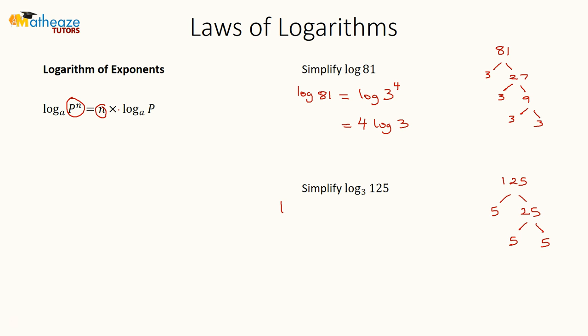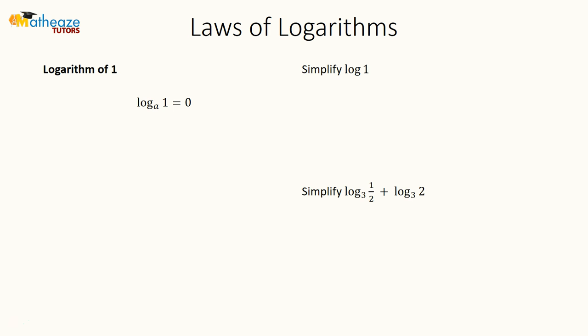So log to base 3 of 125 is the same as log to base 3 of 5 to the power of 3, which we bring the exponent to the left hand side and then we write the rest of the log. So that's how you deal with expressing the logarithm of numbers that can be written as exponents.